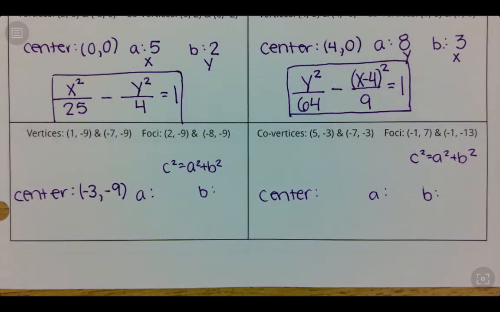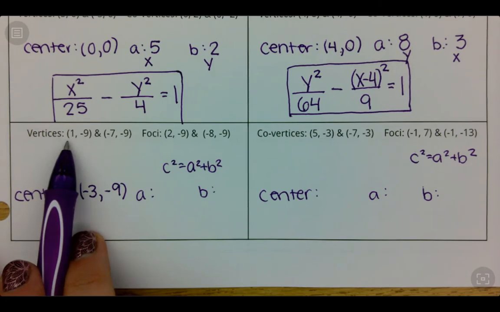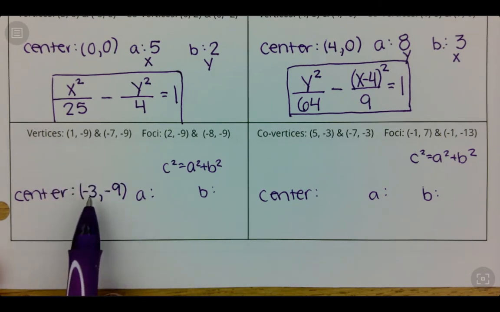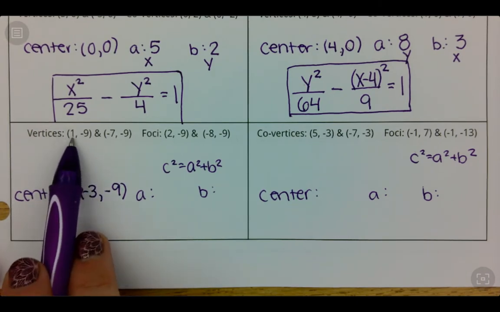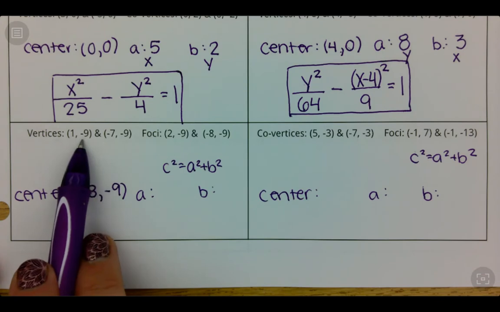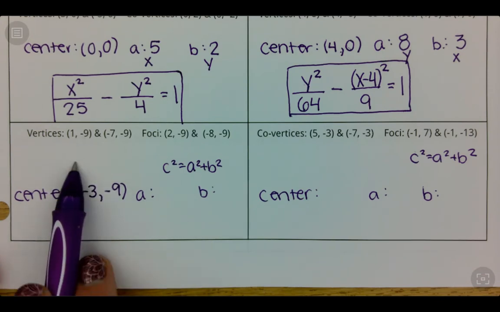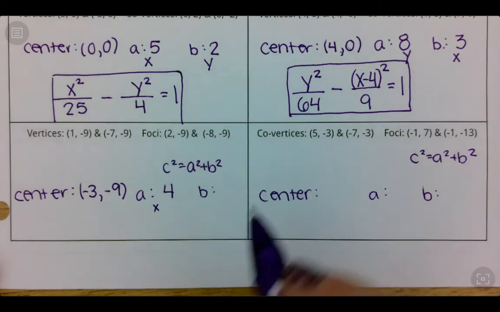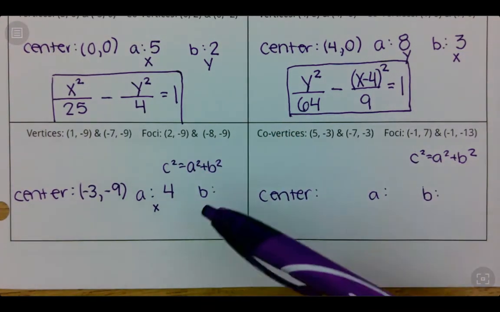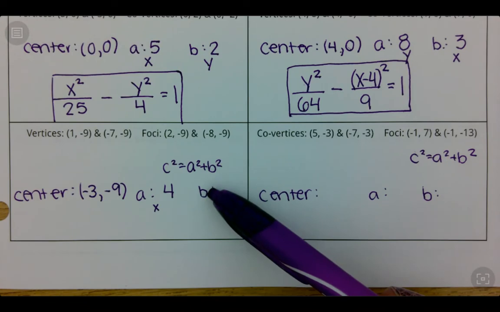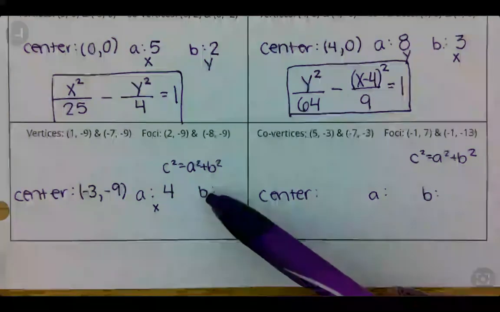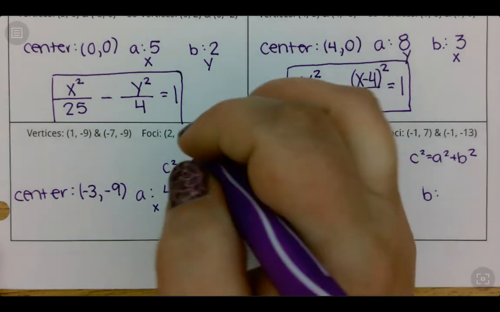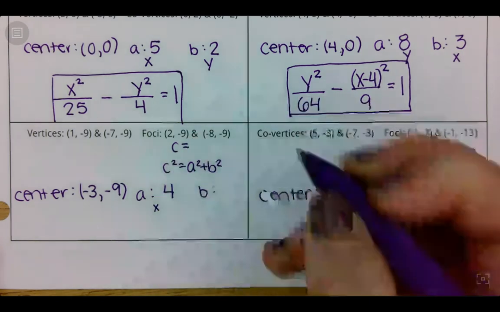Okay? Then the vertices give me A. These points, the -9 is the same. It's the x's that are different, and they're 4 apart. What I don't know yet is B, because I don't have the co-vertices like I did on the top 2. So what I'm going to do is figure out what this one is. That's going to tell me what C is.